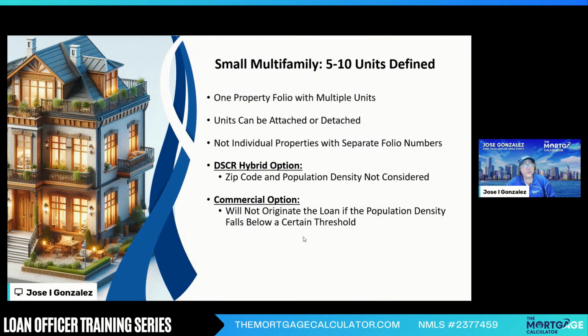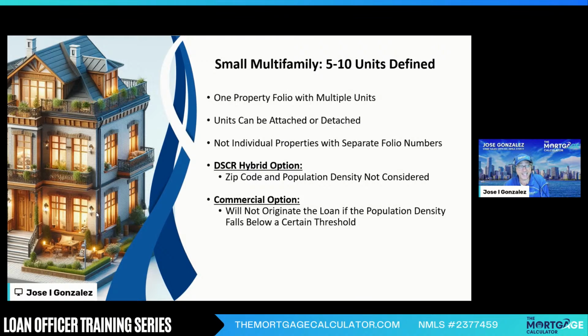So we have two channels that we can operate on this one. The one we were going over this morning was our DSCR hybrid option that treats it pretty much like a 1 to 4 unit property. I'm not going to say exactly, because it does have its own set of guidelines, but they follow the 1 to 4 unit property guidelines very closely. That means that, unlike commercial conduit options, zip code and population density are not considered as part of the equation, whereas in the commercial option, they will not originate the loan if the population density falls below a certain threshold.